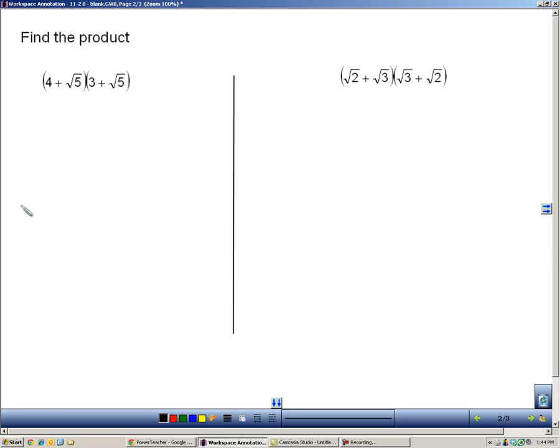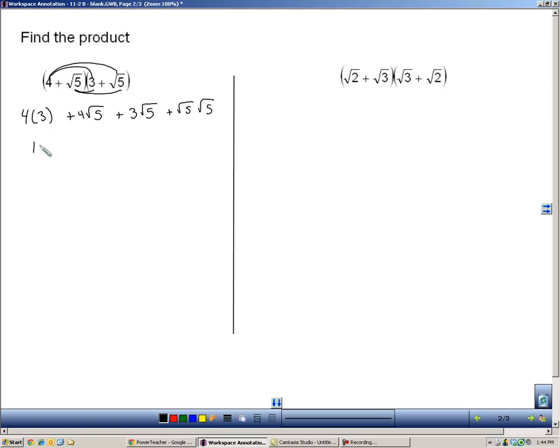Some more examples of multiplying, but this time we have two binomials, if you will. So we have to use the FOIL method or the distribute method. So I'm going to distribute 4 to both of those. So 4 times 3, and then 4 times root 5. Then I'm going to distribute the root 5 to both of the terms also. So plus 3 root 5, I put the 3 out in front, and then plus root 5 times root 5. Again, I'm writing every step out just so you see what's going on.